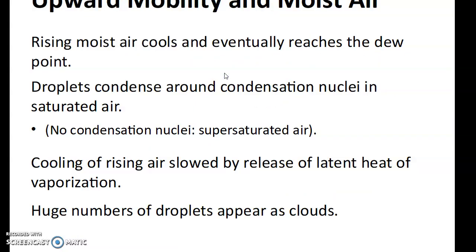So upward mobility and moist air. Rising moist air cools, eventually reaches its dew point, which we talked about in the last chapter, and the droplets condense around condensation nuclei. No condensation nuclei, you get supersaturated air, and you don't get any rain. So you have to have some sort of a condensation nuclei for that to take place. The cooling of rising air is slowed by the release of latent heat of vaporization. Okay, so the huge numbers of droplets appear as clouds.